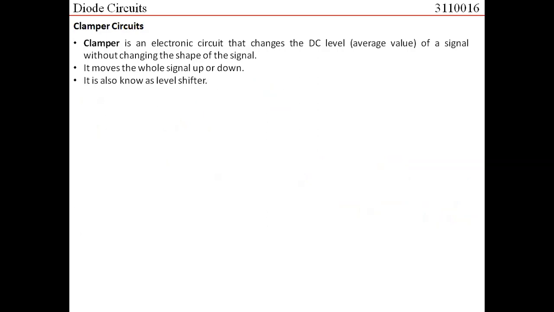So, to summarize, clampers are electronic circuits that change the DC level of a signal without changing its shape. It moves the whole signal up or down. They are also known as level shifters. Now, the clamper circuits that we would study would primarily consist of a diode, a capacitor, and a resistor, right?